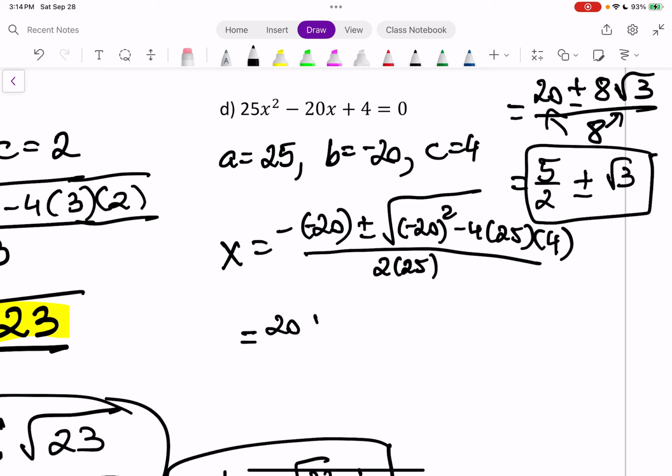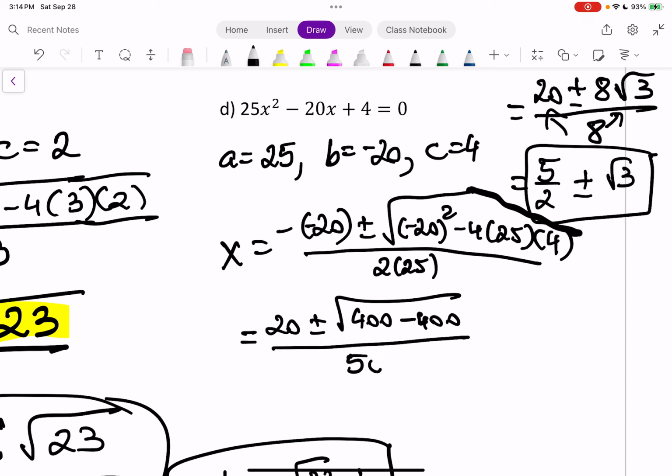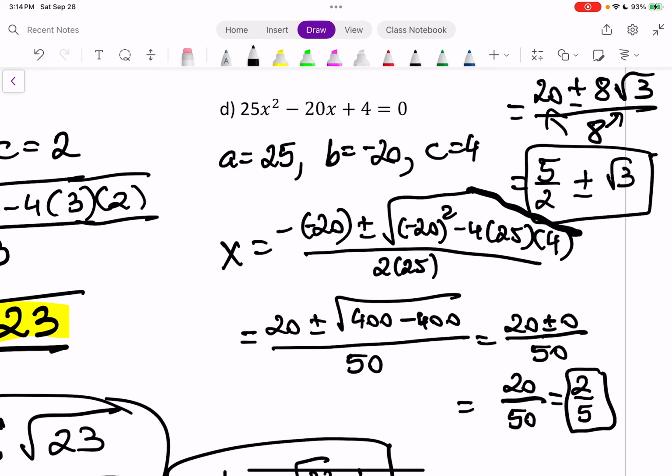So let's see, that's 20 plus or minus the square root of 400, for the negative 20 squared, minus 400 as well. And so it happens, the square root of 400 minus 400 is 0, yes? And so whether you add 0 or subtract 0, you're still just going to get 20. So we do get one answer only. Really, we got 2, but they're both the same. One answer is 20 plus 0 over 50. The other answer is 20 minus 0 over 50. And they both turned out to be just 2/5.